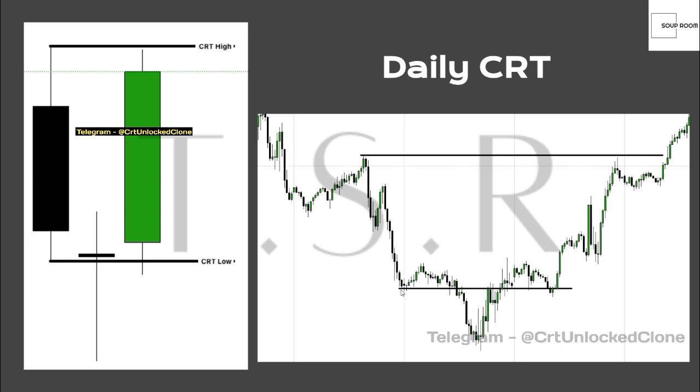Right here you can see the daily CRT low and the daily CRT high. Let's say this was Wednesday. Wednesday's price action manipulated below the low of the previous day, so Tuesday, and then closed above into the previous candle's range right here. The next candle opens, manipulates below its open, and continues on higher.